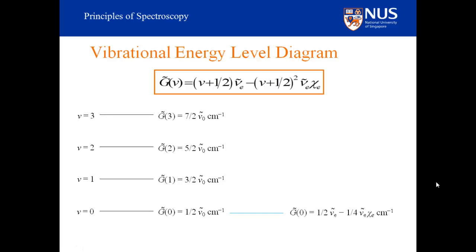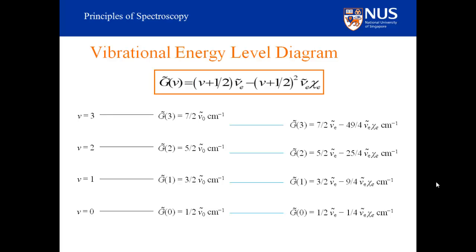We can see that the energy at V equals 0 is now a half nu E minus a quarter nu E chi E. When V is equal to 1, it is equal to 3 halves nu E minus 9 quarters nu E chi E. When V is equal to 2, it is equal to 5 halves nu E minus 25 quarters nu E chi E. And when V is equal to 3, it is equal to 7 halves nu E minus 49 quarters nu E chi E.